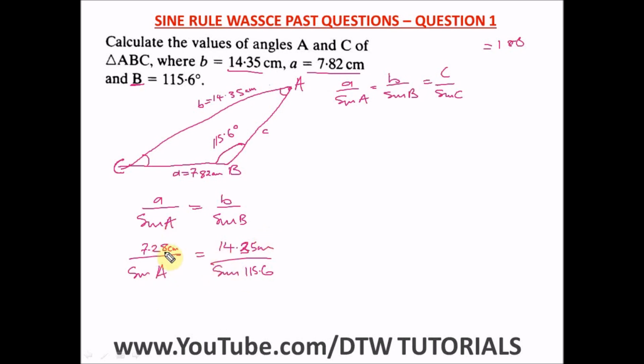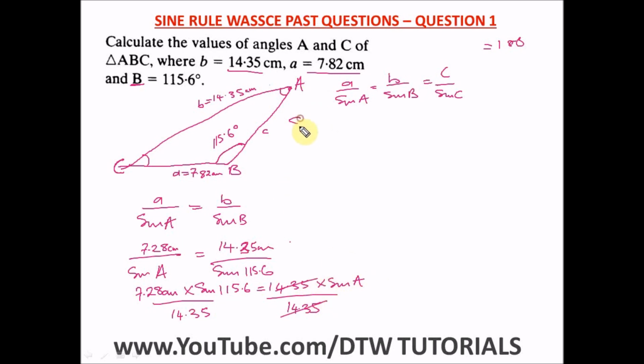So in making this, we'll first of all cross multiply. This will come up here. Okay, let's do it together. I would have loved to skip this step, but let's do this together. Let's multiply this. So this is sine 115.6 equal to 14.35 times sine A. From here, we divide both sides by 14.35. So this will cancel out this. So definitely we've made sine A the subject of the formula.